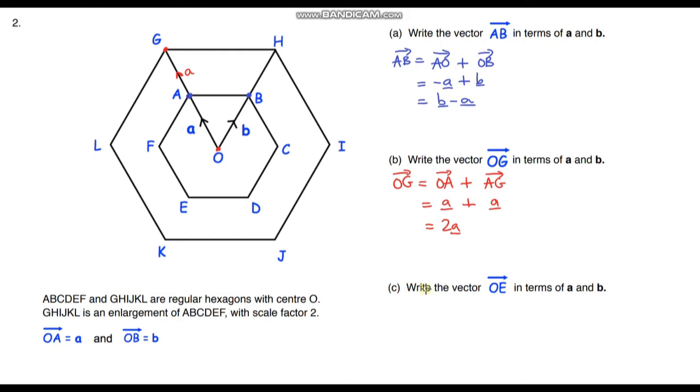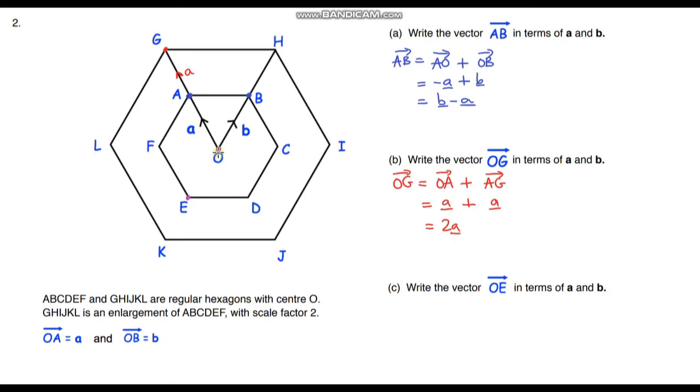Now question C. Write the vector OE in terms of a and b. Well, OE means we're starting here and we're finishing here. Now, I can see that this distance here is exactly the same as this distance, but it's just in the opposite direction. So I can see that our answer will be negative b.